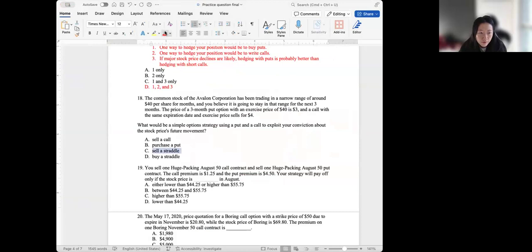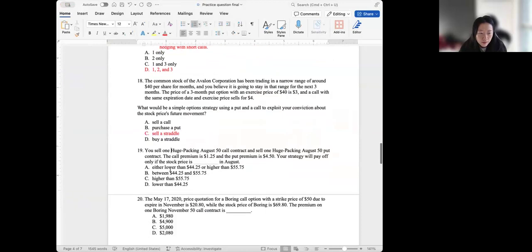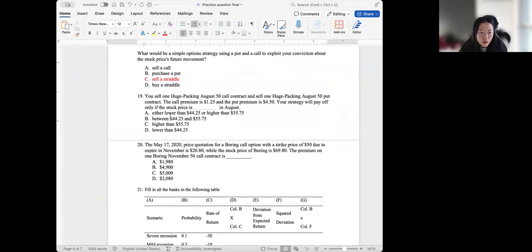Sell the straddle. Next, you sell one HP call option, a $50 call option, and sell one $50 put option. So this is effectively selling the straddle. The call premium is 1.25, the put premium is 4.5. Your strategy will pay off only if the stock price is what in August. That is interesting.